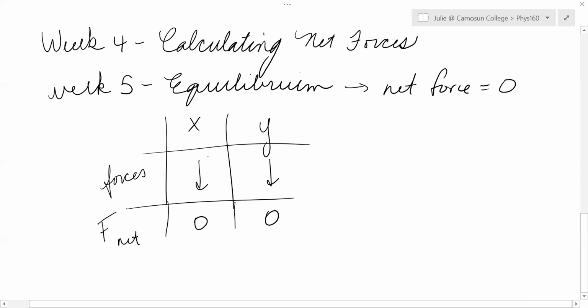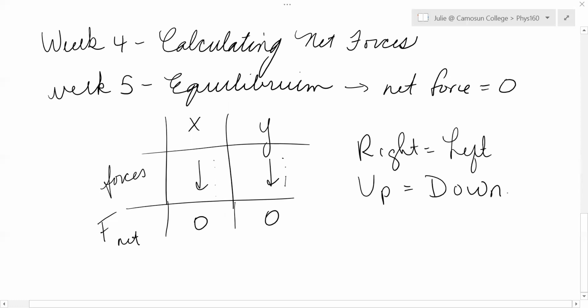And then if any were missing in the column, you knew how to get them because you know the sum of all the x's equals 0, sum of all the y's equals 0. So basically, right equals left and up equals down for the forces when something is in equilibrium.